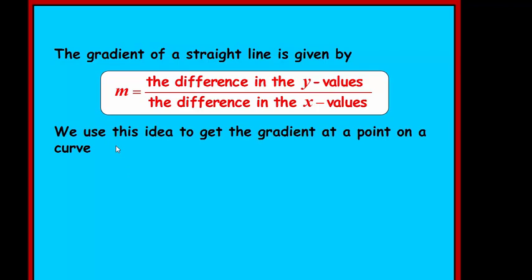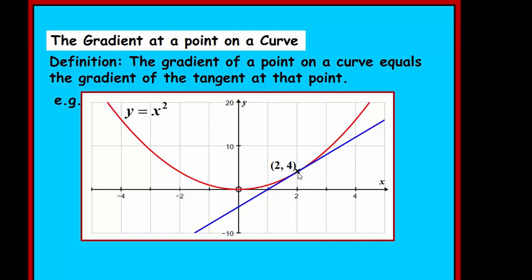We're going to use this same idea to get the gradient at a point on a curve. Looking at a point on a curve, it's the tangent at that point that we use to get the gradient at that point. You can see that if we put the tangent at different points on this curve, we would get different gradients. We'll take the gradient at the point (2, 4).